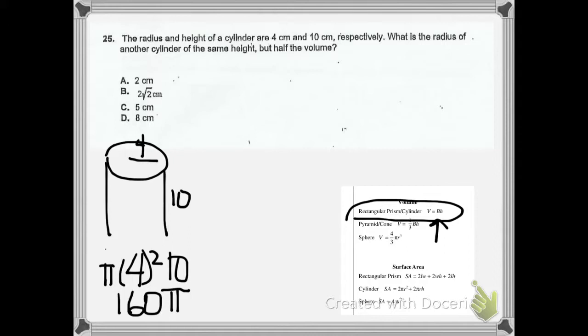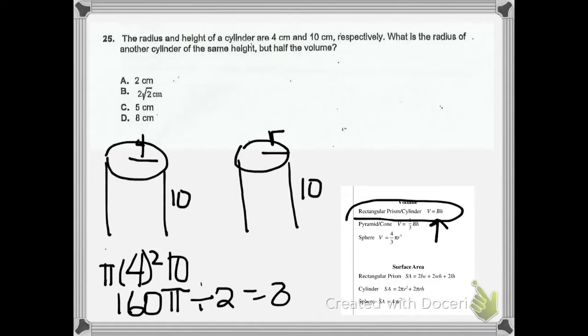What is the radius of another cylinder of the same height, so it's another cylinder but half the volume? So I've got a skinnier one. I know it still has a height of 10, but I don't know the radius. That's what I want to find. So if it's got half the volume, I need to divide the volume by 2. That would give me 80 pi. So I want to find the radius. So I would say pi times r squared times 10 equals 80 pi.